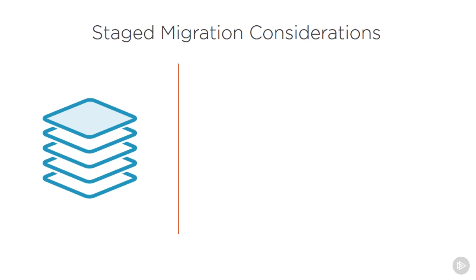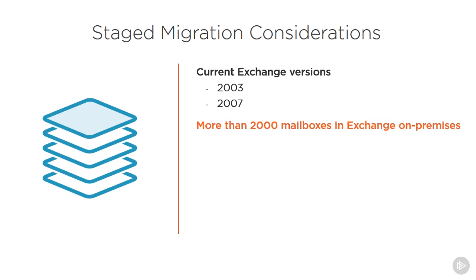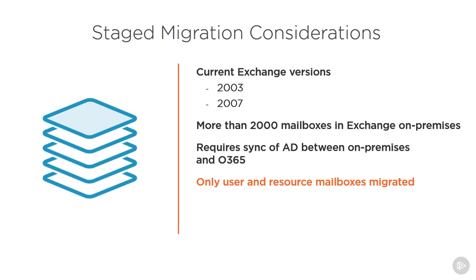Our next option is one that you'll want to use under specific conditions. That means if you're running Exchange 2003 or Exchange 2007, or if you have more than 2,000 mailboxes, this will be an opportunity for you to use the stage migration. If you're going to do so, you're going to have to perform a synchronization between your Active Directory on-prem and Office 365. You're only going to get the user and resource mailboxes migrated. You're not going to get distribution lists or contacts or anything like that.